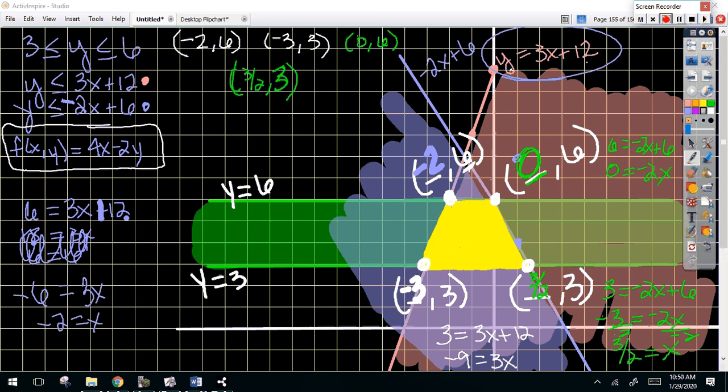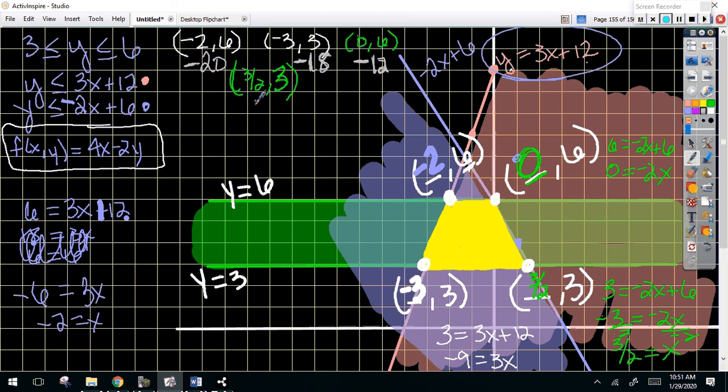Negative 20. What did you get for negative 3, 3? Negative 12? Negative 18. I'm sorry. Wait, for which one? All right, 4 times negative 3 is negative 12. Minus 6 is negative 18. How about 0, 6? Negative 12. How about 3 halves and 3? Nice.